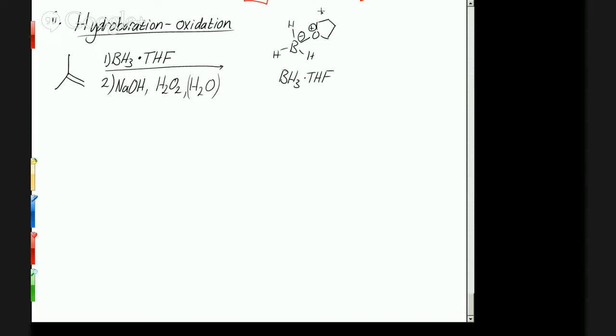All right, let me move this out of the way so we don't get confused. The product of this is also an addition of water. That means it's going to make an H on one side and an OH on the other side, but it has the opposite regioselectivity to the acid catalyzed hydration that we just talked about. So the product of this reaction puts the OH on the other carbon.